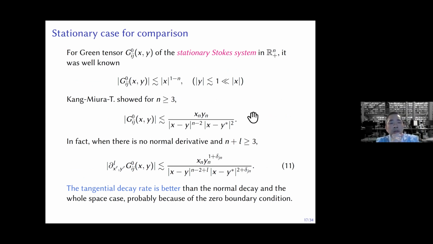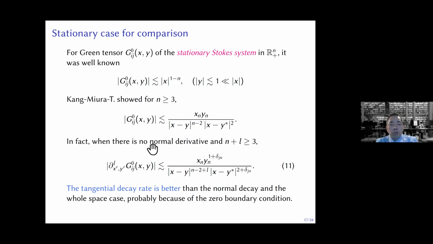So here I want to compare what we know for the stationary case. I put upper zero here to mean the stationary case. For the Green tensor, it is well known that it's bounded by this, if y is of order 1, which corresponds to force with compact support. Then in a previous work with Kang and Mura, we showed this estimate here. This thing, with xn, yn on top, and x minus y star here, is basically an additional factor.